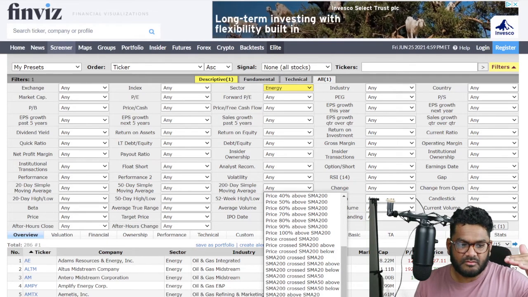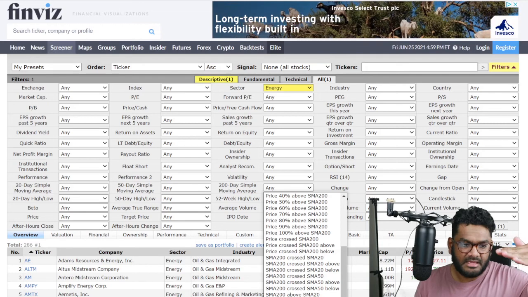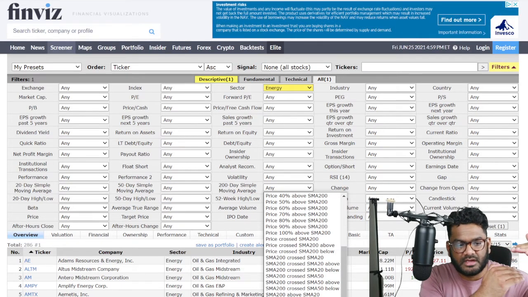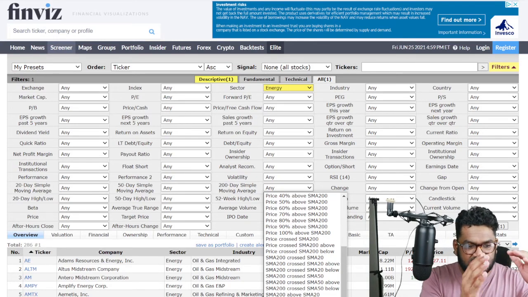The 50 days moving average is at the top, meaning it's at a higher level than the 200 days moving average. The 200 days moving average is a longer period of time. The 50 days is a shorter period of time.